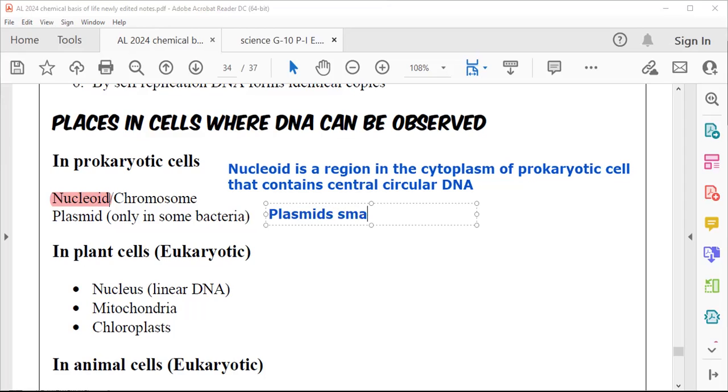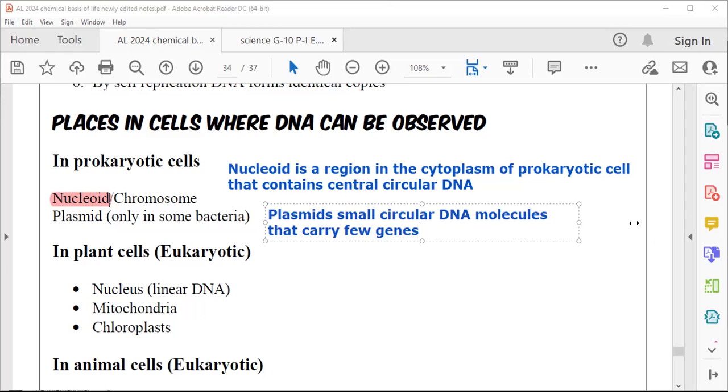Plasmids are small circular DNA molecules that carry few genes. Plasmids are small circular DNA molecules that carry few genes.